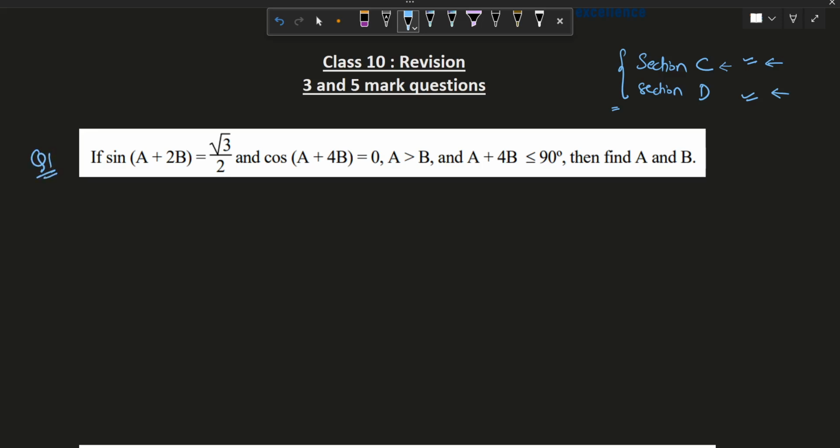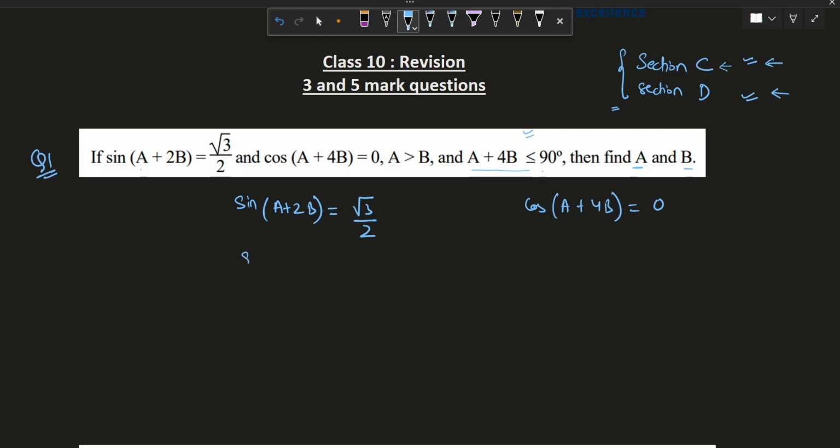First question is from trigonometric identities I've taken. It's just the angles you have to use over here. Okay, so let's begin with what is given. Sine of A plus 2B is equal to root 3 by 2. And another thing given to you is cos of A plus 4B is given as 0. Condition is there that A plus 4B should be less than or equal to 90 degrees. It cannot be more than that. You have to find angles A and B.